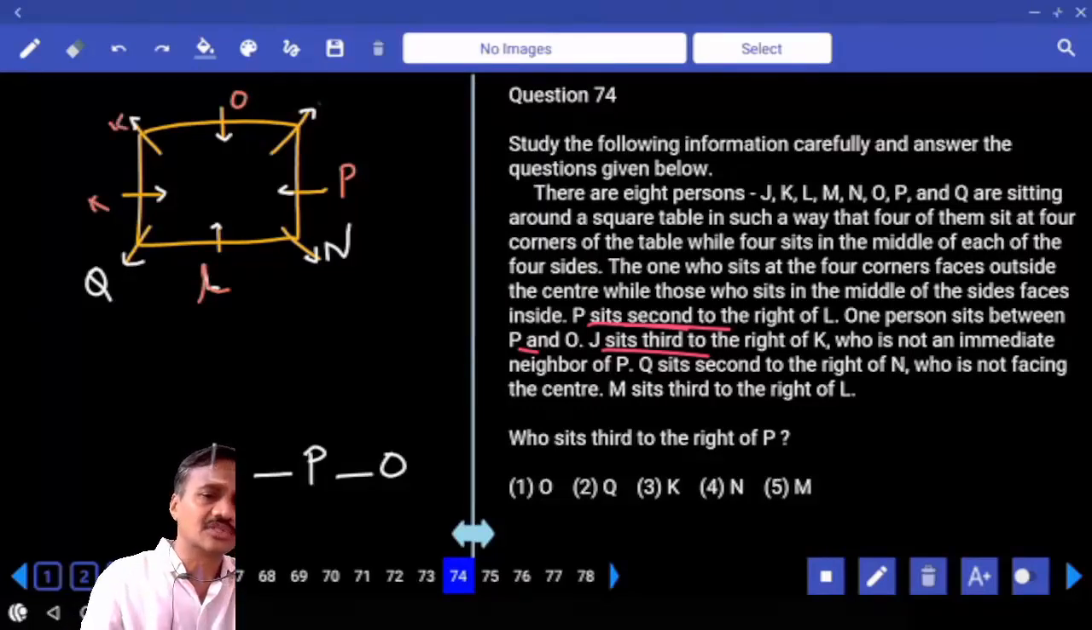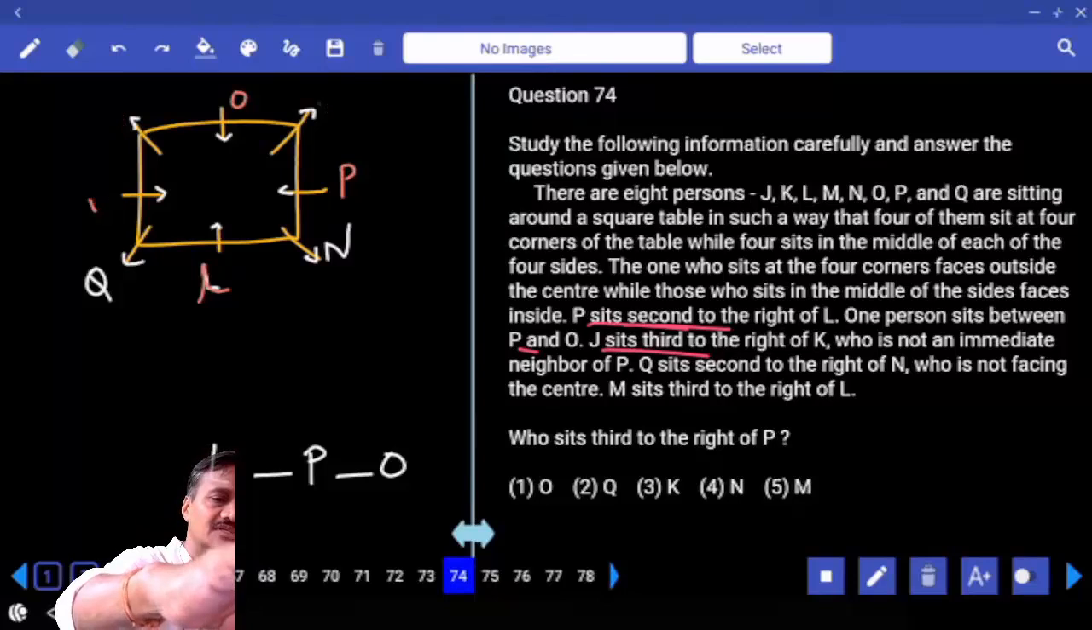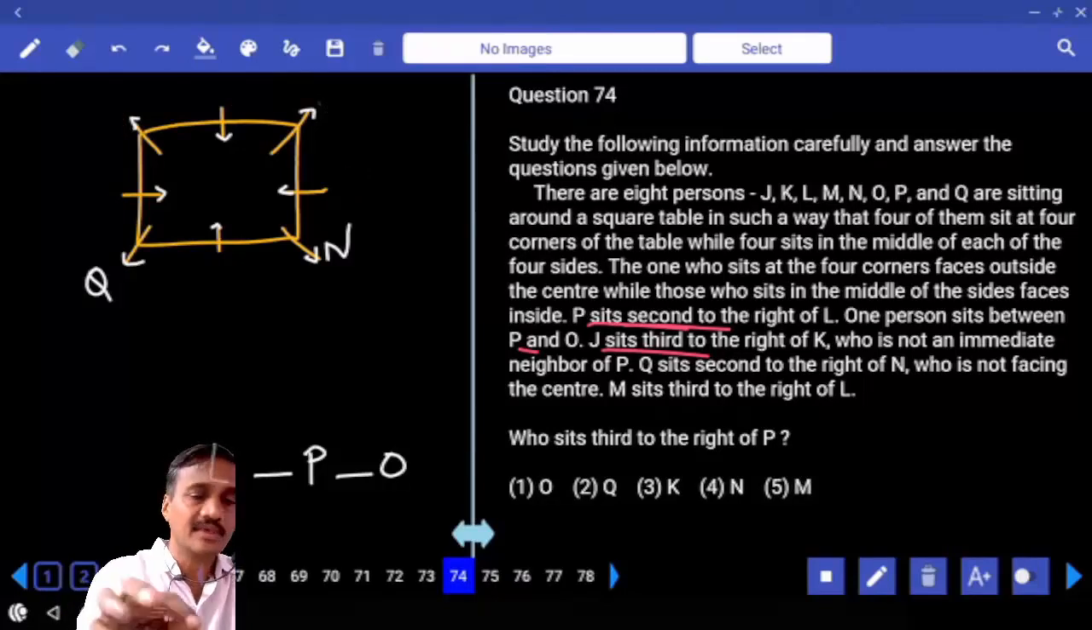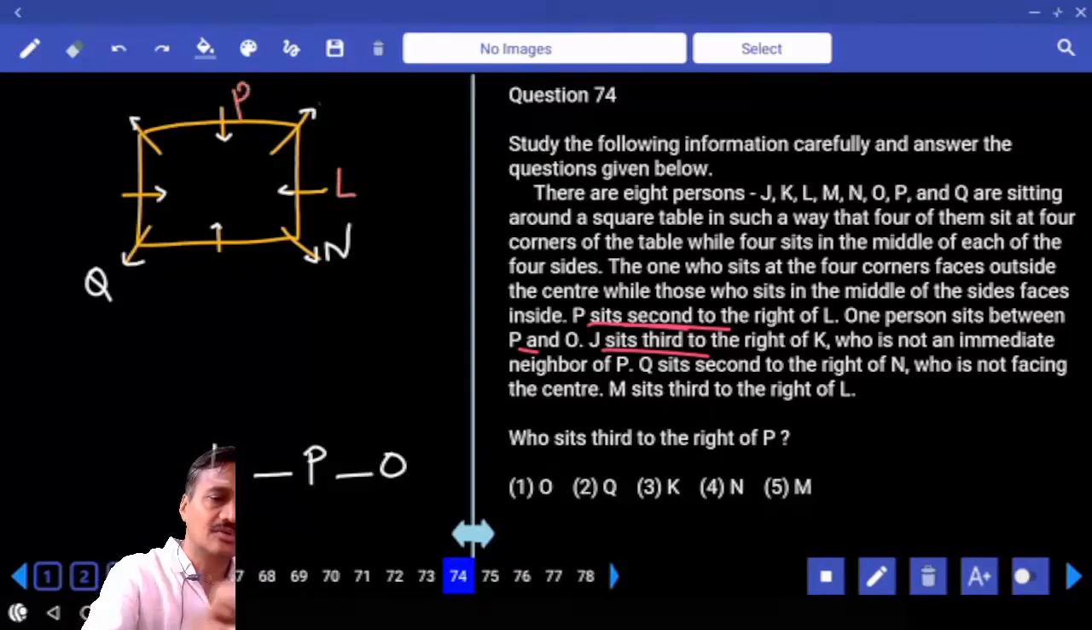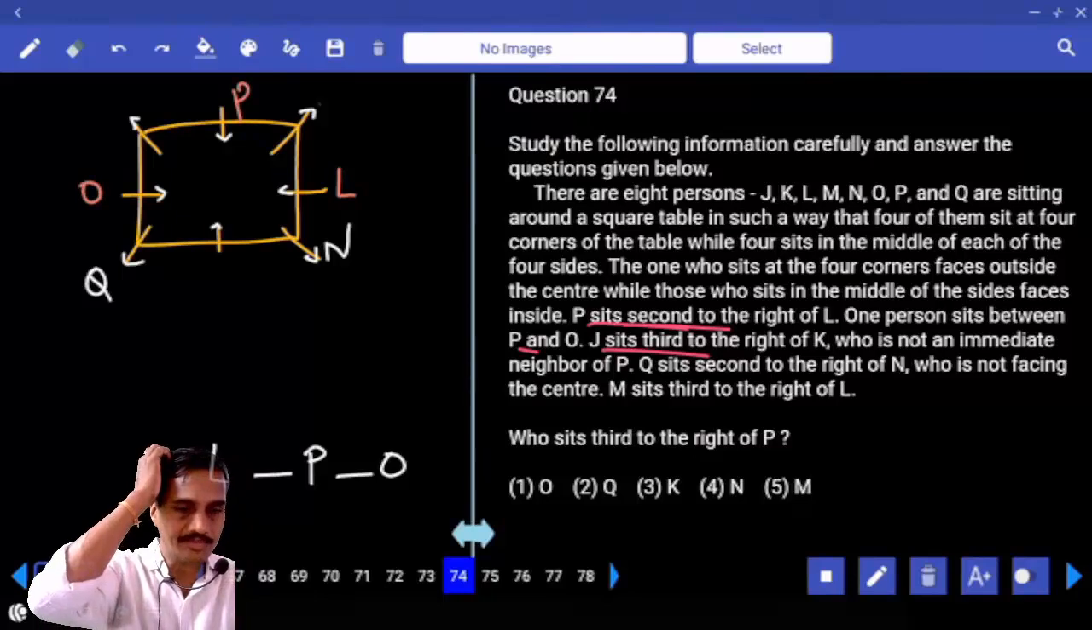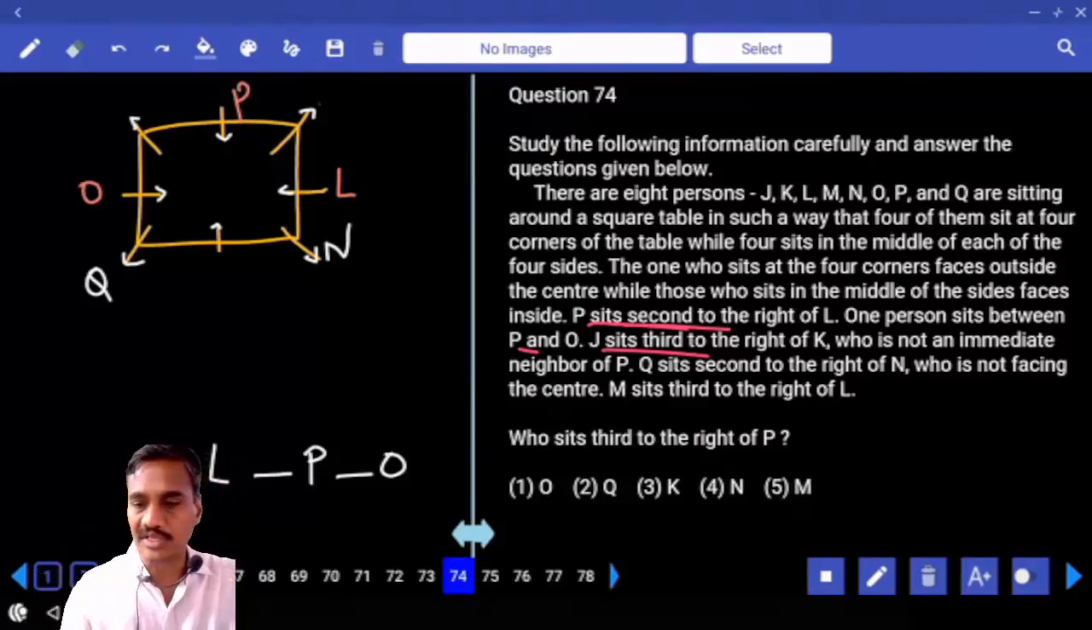K cannot be here, third to the right is not possible. Hence L, P and O cannot be in this order because there is no place left for K at all. Hence, where should this L be? L is here, P is here, O is here. Then L, P and O, and next K sits.